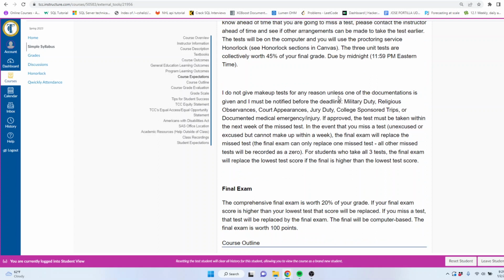Here's a little tidbit on makeup tests. If you just miss a test because you didn't feel like taking it on time, you're not going to get a second opportunity. If you do miss a test, the final exam can replace your lowest test grade, so any 0 would be replaced by your final exam grade. But if you are excused for a valid reason and you have documentation, then I will allow you to make up the test, but within a reasonable amount of time. I don't want students taking the test a month after it was due. You should be making it up within the week, unless there's some very, very extreme circumstance where you might be out a couple weeks.